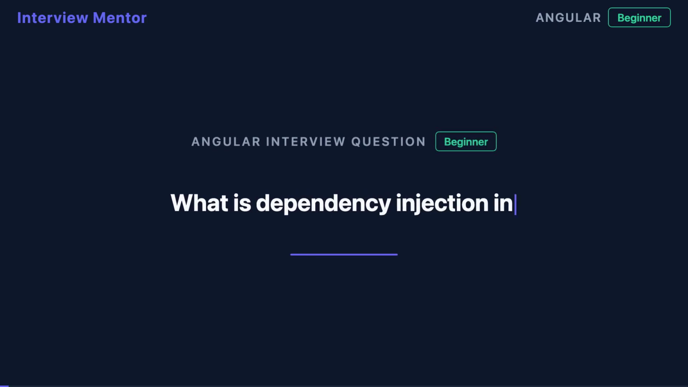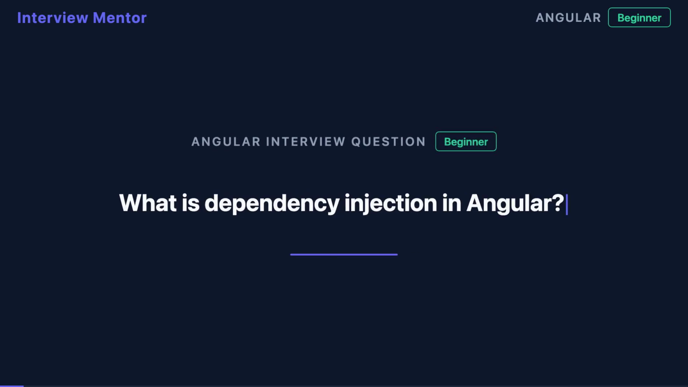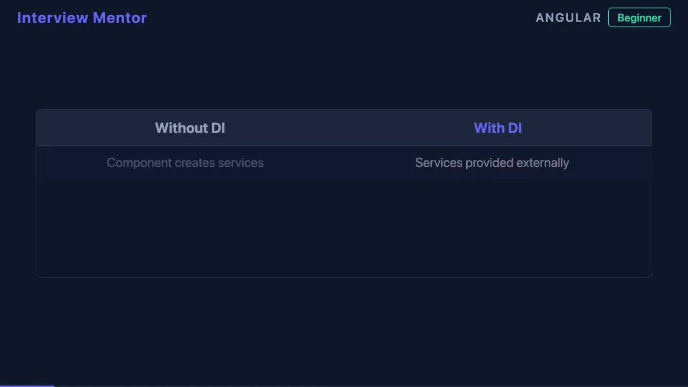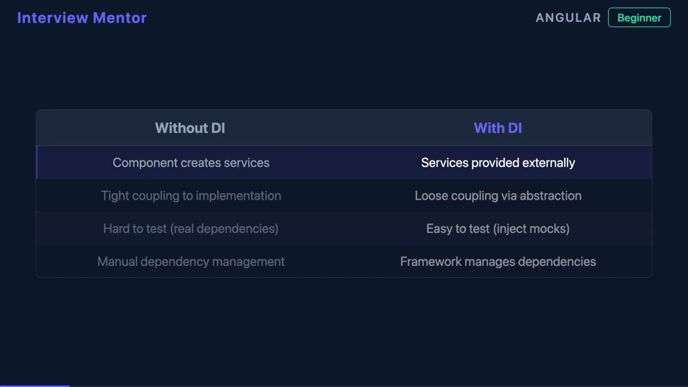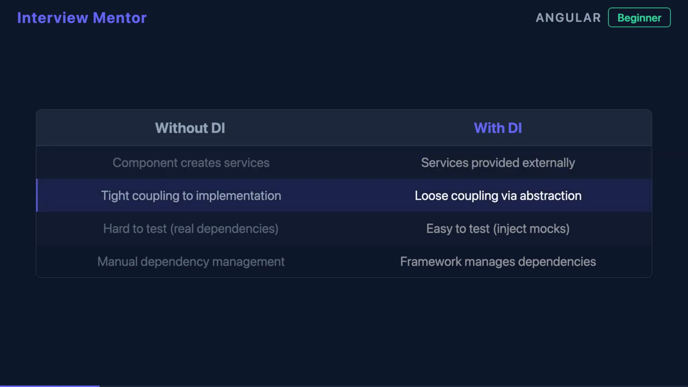Most Angular developers use dependency injection every day, but do you actually know what's happening when you add a service to your constructor? Dependency injection is a design pattern where dependencies are provided to a class from the outside, rather than the class creating them itself.